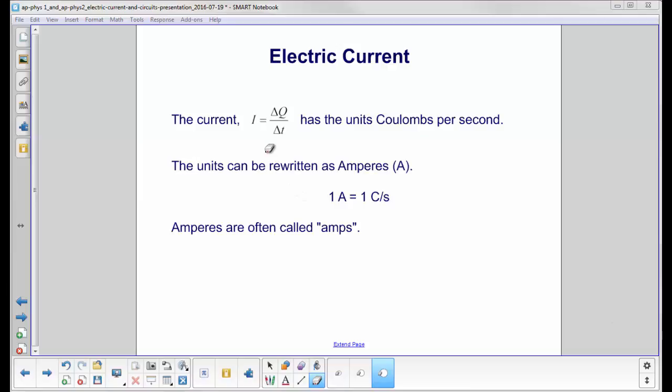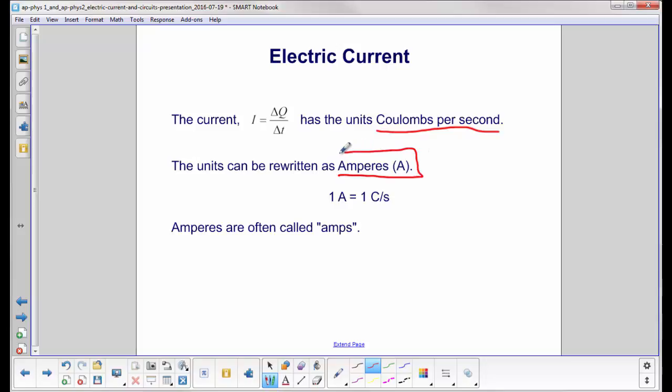The current, I, which is delta Q over delta T, has units of coulombs per second. Charge is in coulombs, time is in seconds, so we have coulombs per second. Coulombs per second can also be expressed as amperes, capital A. That is named after a famous French physicist, André-Marie Ampère, who worked in the early 1800s on electricity and magnetism. Very important person. Amperes are often called amps, and an amp is 1 coulomb per second.